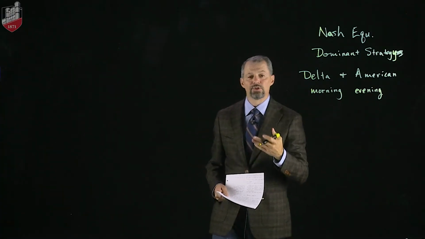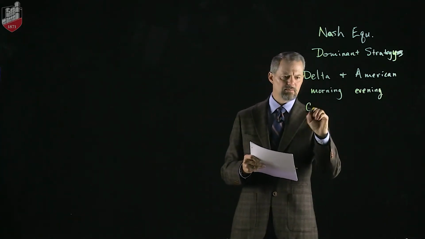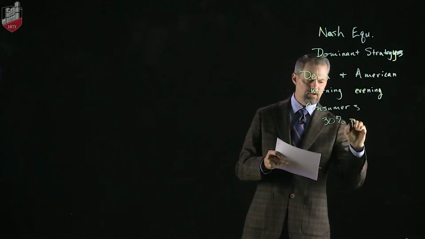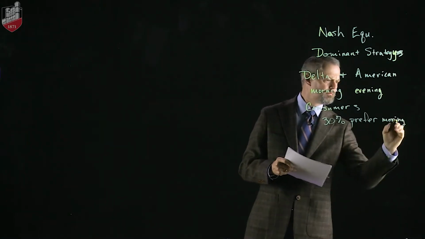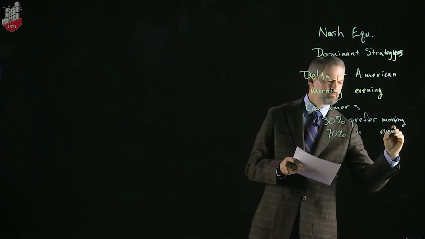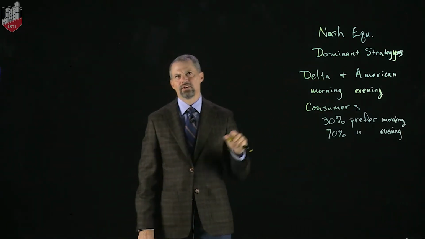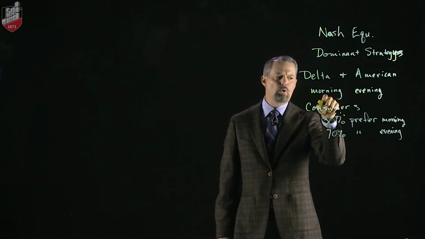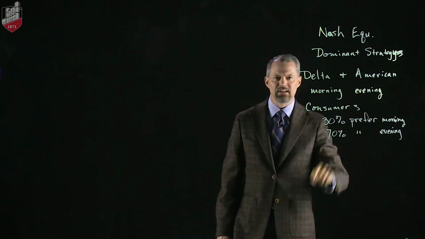Let's suppose that our consumers have preferences over the departure time. So in terms of consumers, let's suppose that 30% prefer morning, 70% prefer evening. Let's suppose that if the two airlines depart at the same time, so if both of them depart in the morning, then they're going to split this market. If both of them depart in the evening, they're going to split that market.